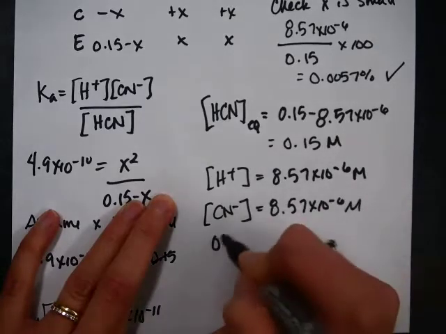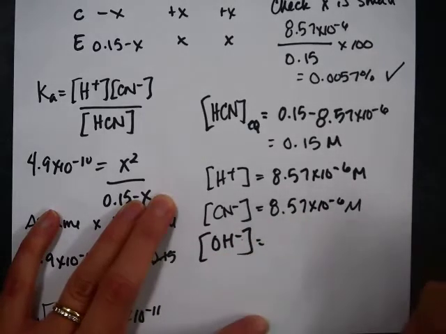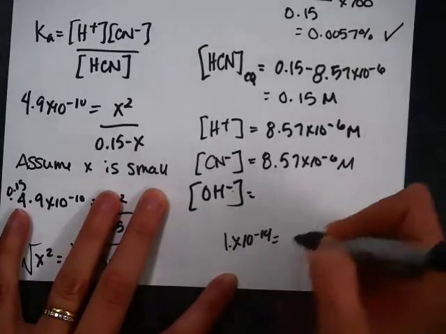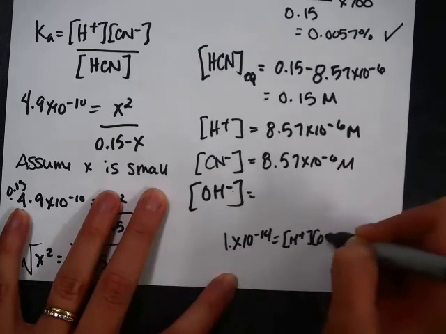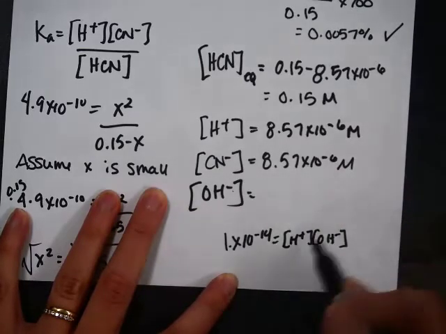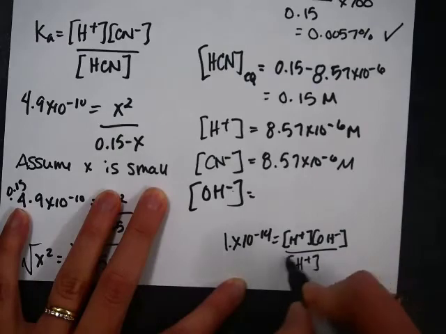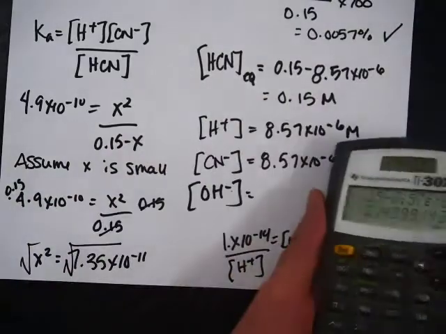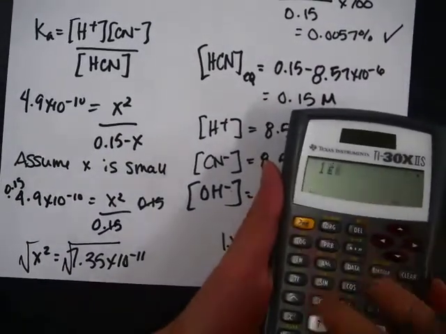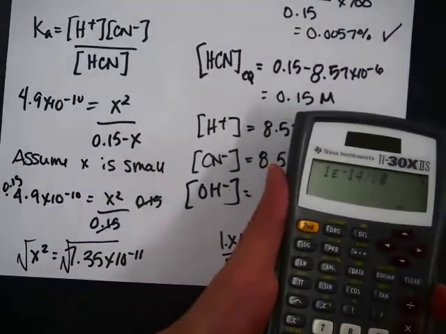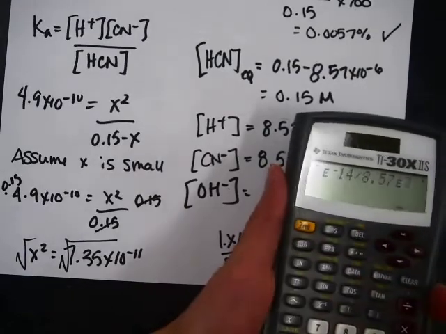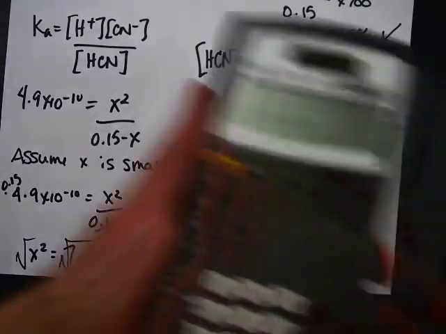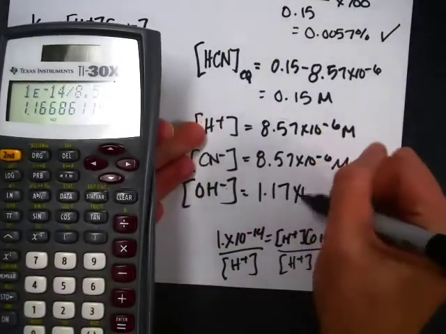And then the last thing they asked me for was OH minus. For that, I don't have any OH minus in here, but I can get that from my H plus concentration by remembering that 1 times 10 to the minus 14 is Kw, and that would be H plus times OH minus. So I'm solving for OH minus, which would be 1 times 10 to the minus 14 divided by X, 8.57 times 10 to the minus 6. I get 1.17 times 10 to the minus 9.